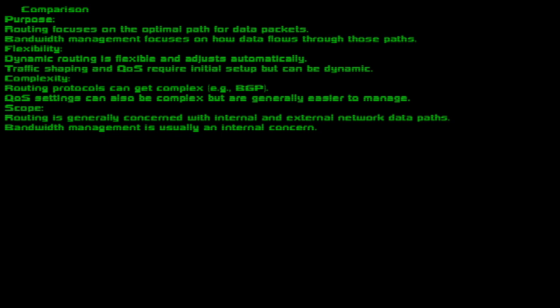Flexibility: dynamic routing is flexible and adjusts automatically. Traffic shaping and QoS require initial setup but can be dynamic. Complexity: routing protocols can get complex, e.g., BGP. QoS settings can also be complex but are generally easier to manage. Scope: routing is generally concerned with internal and external network data paths. Bandwidth management is usually an internal concern.